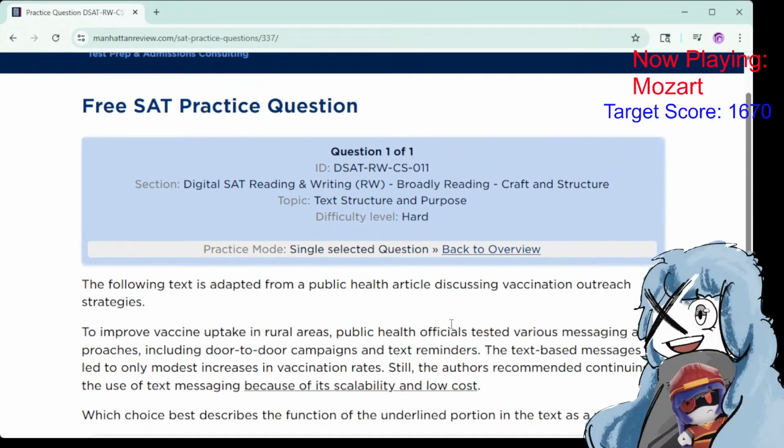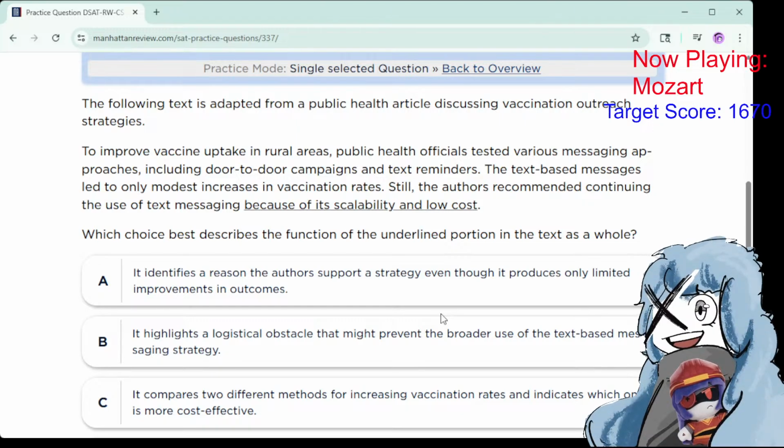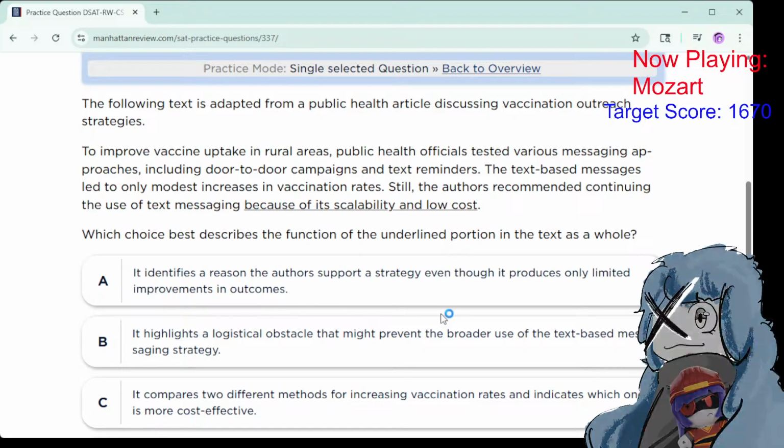Something I know, a tip about the SAT, is that you find out why the answer is wrong rather than why the answer is right.